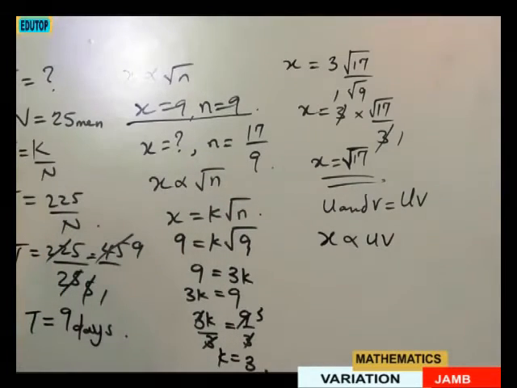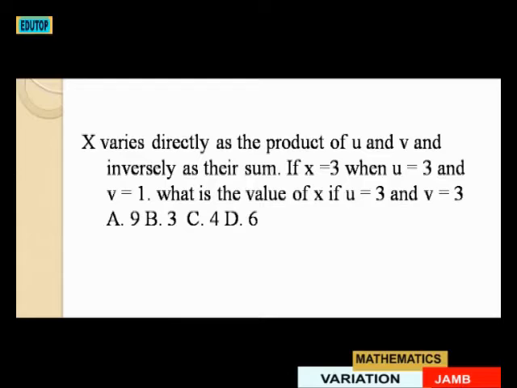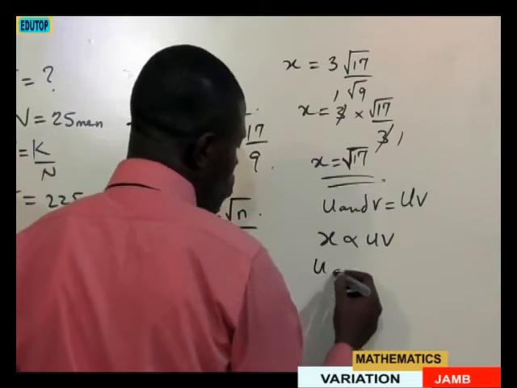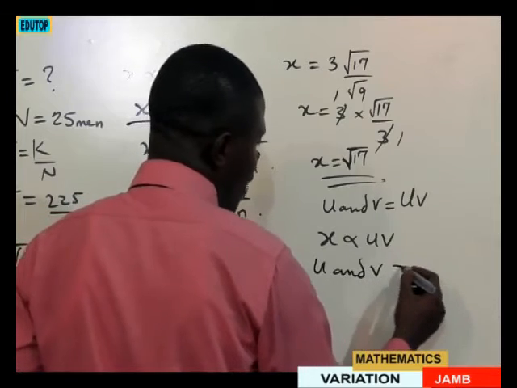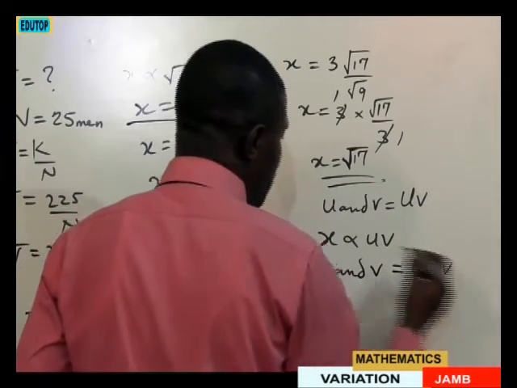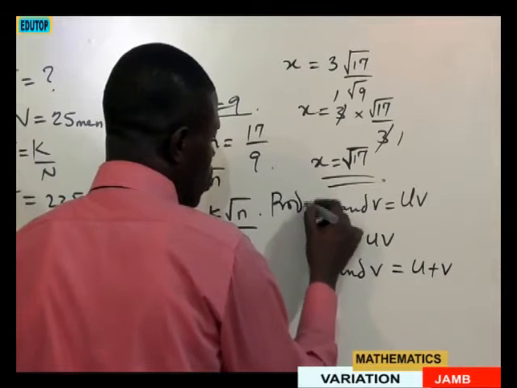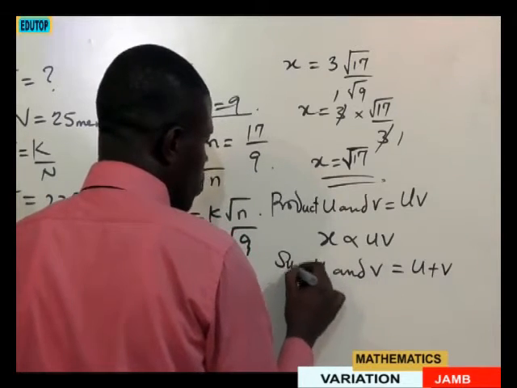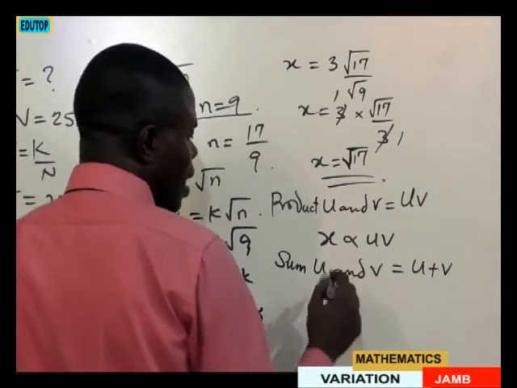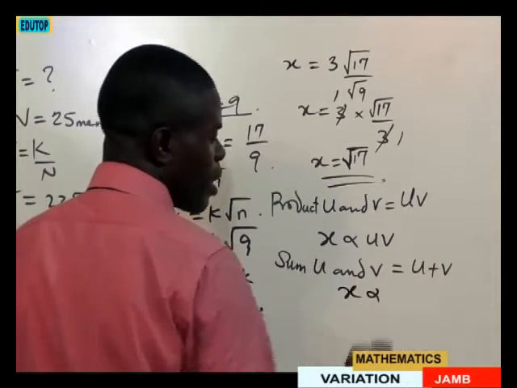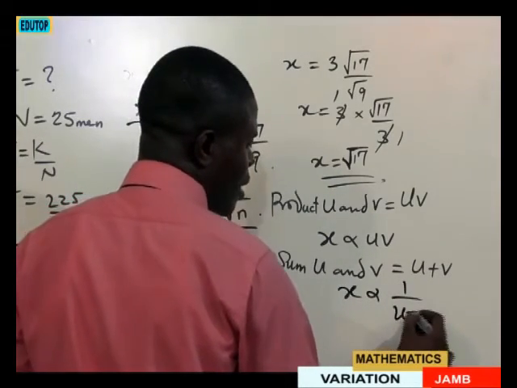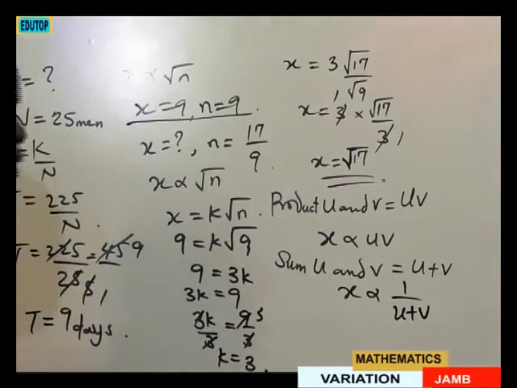That's what it means. Then, and inversely as their sum. So in that situation, what is the sum of U and V? The sum of U and V will definitely be U plus V. Product is UV, so sum will definitely be U plus V. And X varies inversely as the sum of U and V. So this is how it will be written.